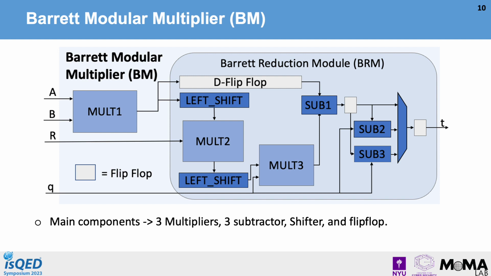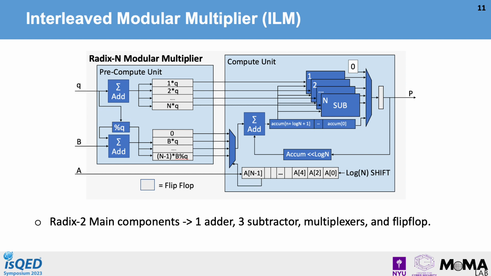This figure shows Barrett multiplier architecture. Barrett multiplier also has 3 multipliers, 3 subtractors, shifter, and flip-flops as principal component. We select pipeline stages based on the minimum area delay product of different pipeline as we have seen earlier. Now moving on to bit serial design.